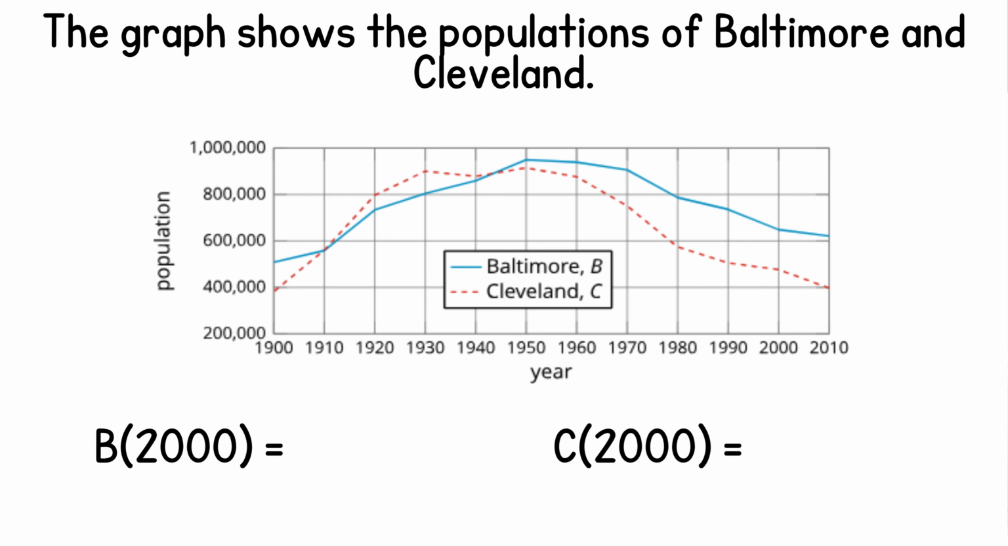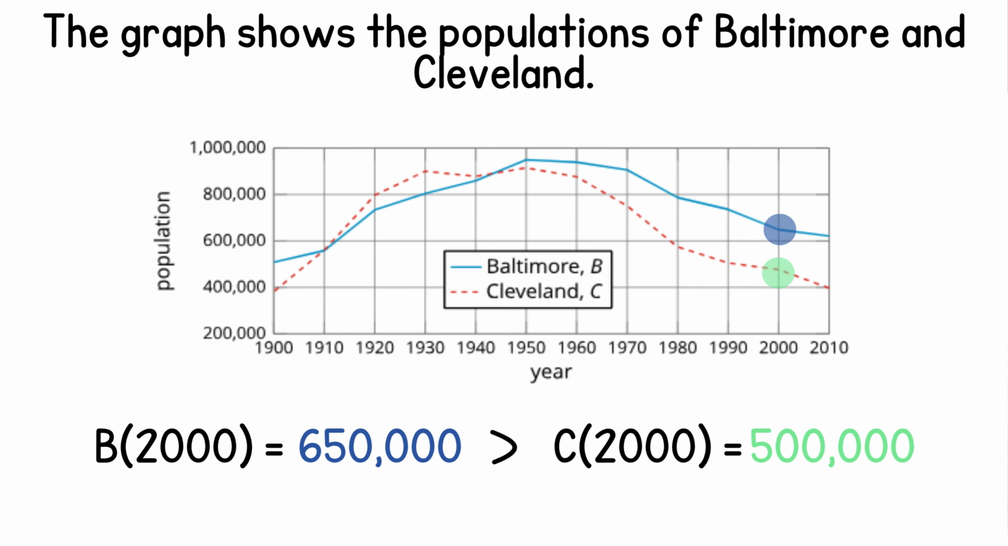Next, we're going to compare the populations again, but in 2000. We'll go to the year 2000 and go up to the blue line that represents Baltimore. So we can see that they had a population of 650,000. Now we'll look at the red line for Cleveland in 2000. And we can see they had a population of around 500,000. So in the year 2000, Baltimore had a greater population again over Cleveland.